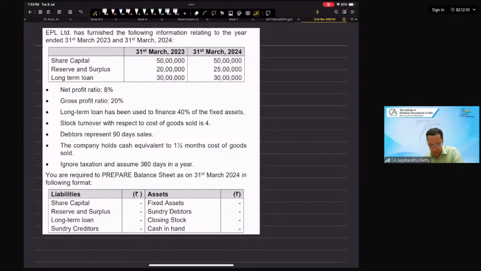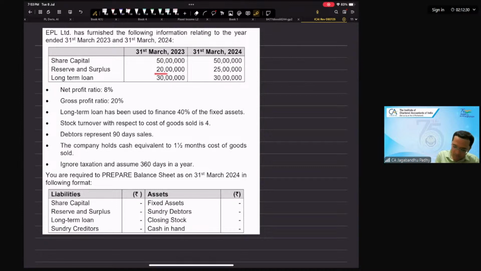Now, coming to this part, net profit, gross profit, we can't calculate. We can't actually use these ratios unless we get the sales. Long-term loan again depends on something. Stock turnover depends on COGS and sales. Debtors, again, sales. So everything depends on the calculation of the sales figure. So how do we get that sales figure, guys?